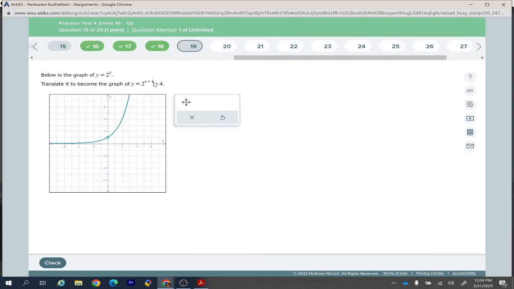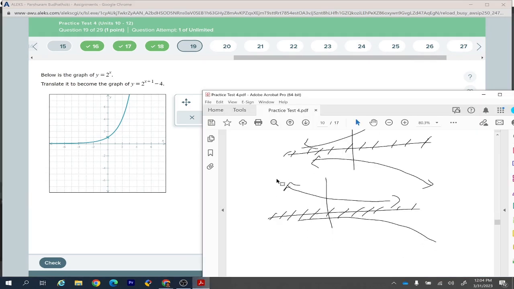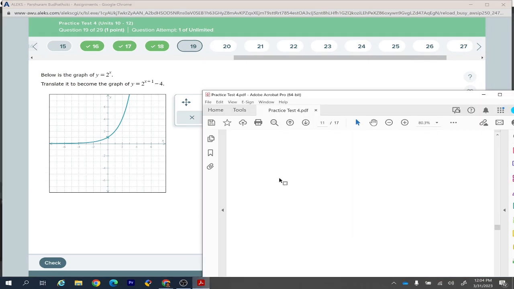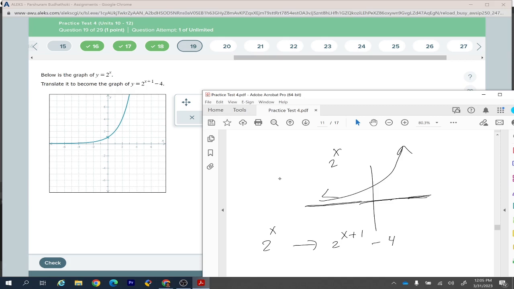Question number 19 is the same as the previous problem, but here is one more thing you have to do. You have to start with the graph of 2 to the power x, which is this one, and there is a horizontal asymptote, this one, but you have to do the transformation this time. From 2 to the power x, you go to 2 to the power x plus 1, which is a horizontal shift to the left by 1 unit. Take this graph, shift it 1 unit to the left, and then minus 4 shifts that graph 4 units down.